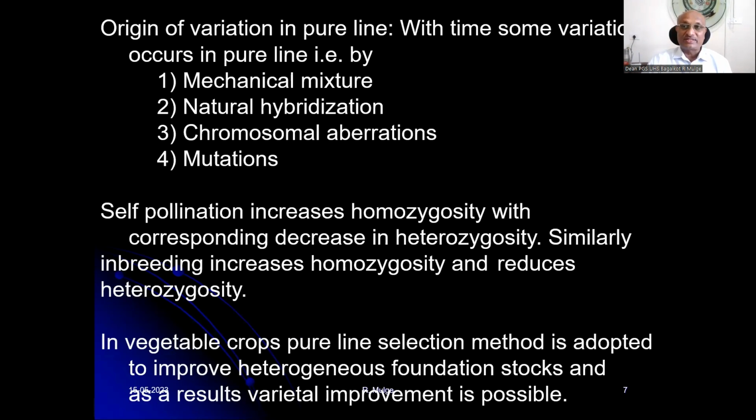That's why you should carefully use the terms. The term population should be used for cross-pollinated crops. If you want to use the same approach in a self-pollinated crop, you should not use the term population. You should use the term foundation stock or heterogeneous material. It is not a population, because the individual plant is not heterogeneous in a self-pollinated crop. That's very, very important.